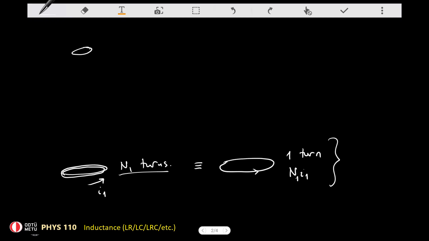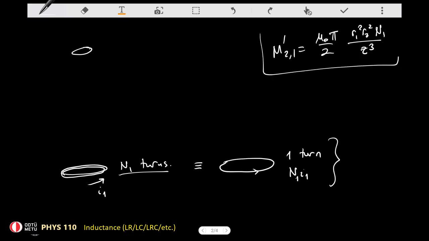And now if you would like to express this as a mutual inductance that multiplies with I1, in that case I'm just going to write it down like this. M prime 21 is equal to mu 0 pi over 2 R1 squared R2 squared times N1 divided by Z cubed. So essentially the net effect is the multiplication of the mutual inductance by the number of turns. Okay, or you can think of it like this in the other way around.